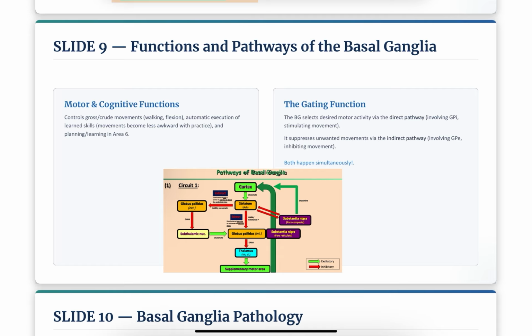We need to remember that these two, the direct and the indirect, are happening simultaneously. So the basal ganglia are not simply turning the movement on or off, they're basically helping select the correct movement while suppressing the movement that is unwanted, and this is happening simultaneously. This is what I mean by the gating function.